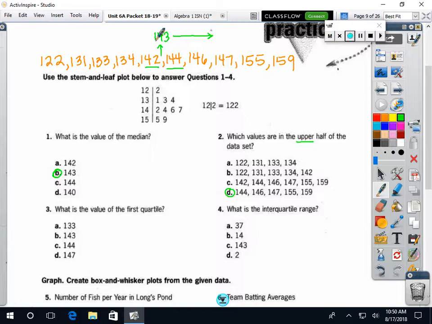Okay, what is the value of the first quartile? Who can tell me what the definition of first quartile is? Right, the middle of the lower half. Well, we just finished saying that the lower half would be from 122 to 142. And what number's in the middle of those? 133. So that's your Q1, quartile 1, or first quartile. It's also called the lower quartile.